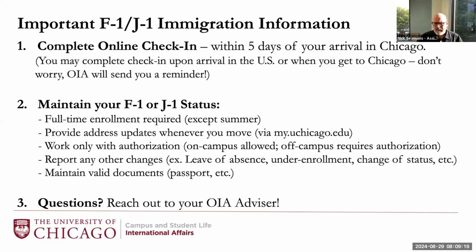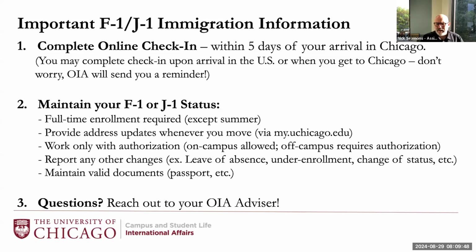A couple of things are required of students in F1 or J1 status. They must be enrolled full-time throughout the academic year. That is something that we verify each quarter, and if there are differences or if they've under-enrolled, then they will be receiving an email asking them to enroll full-time. They are required to maintain a valid U.S. address throughout their entire program here at the University of Chicago.